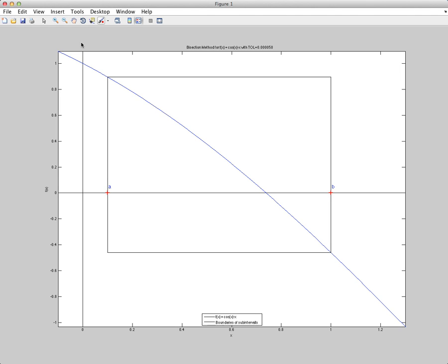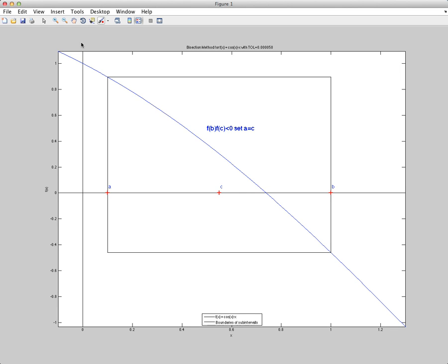So the first step is to choose an interval. I've chosen an interval from a to b, and you can see the rectangle which is drawn there. There's a root contained within that rectangle. The top left corner is the function evaluated at the point A, and the bottom right corner is the function evaluated at B. And the way the bisection method works is we bisect this interval from A to B, and we set that equal to C.